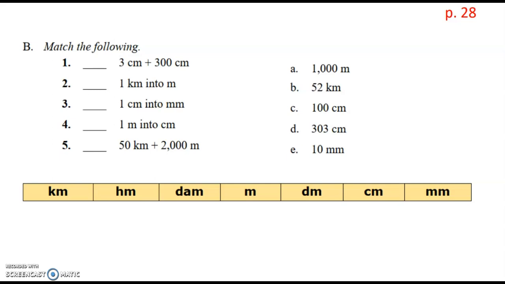So we can take a look now. 3 centimeters plus 300 centimeters is D, 303 centimeters. Number 2 is A, 1,000 meters. Number 3 is E. Number 4 is C. And number 5 is B.